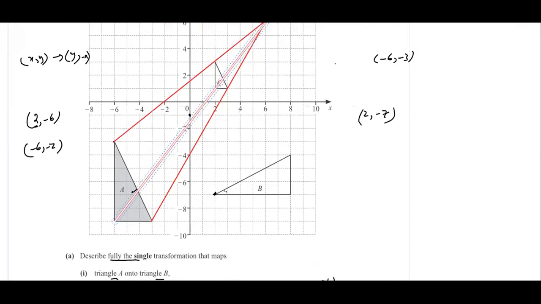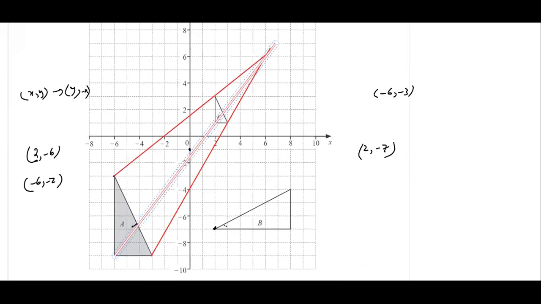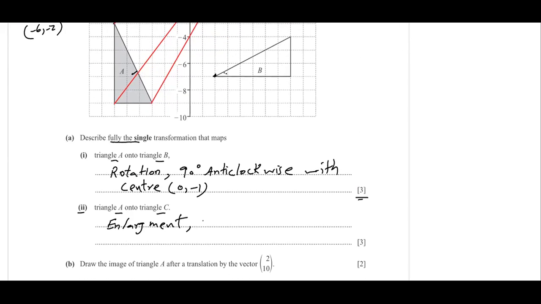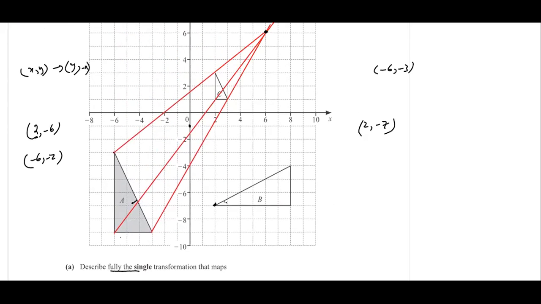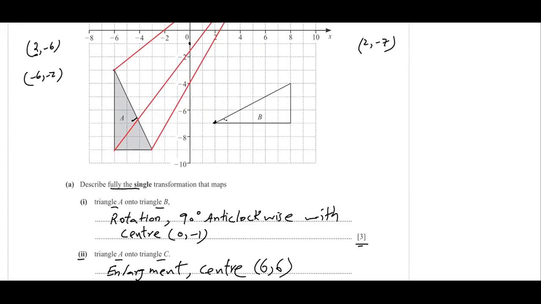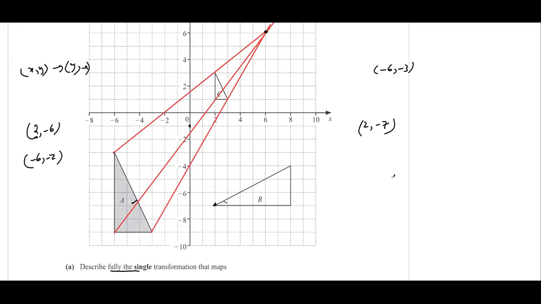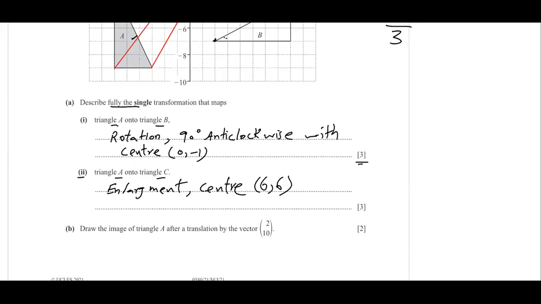Wait a second, if I reduce the size a little bit, yes, let's see here. Look at this one. So this is the point where they all are crossing. And what is that? It is 6, 6. So I will say this is enlargement with the center 6, 6. And now scale factor. For scale factor, as we are going from A to C, the later has one side divided by the first one has 3 sides. So scale factor will be 1/3. I will say scale factor is 1/3.